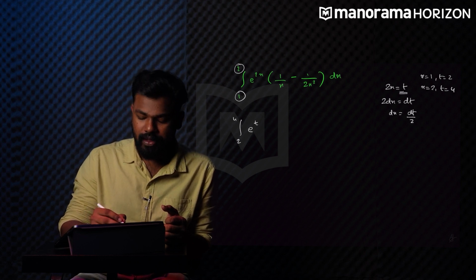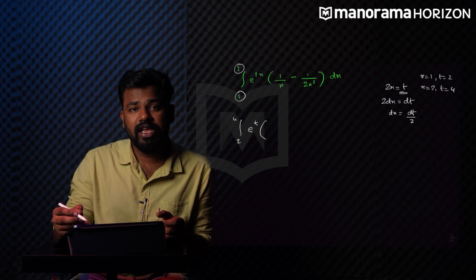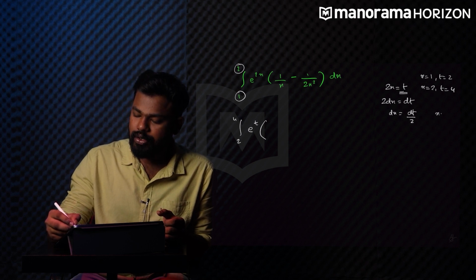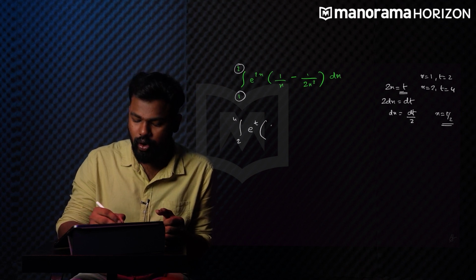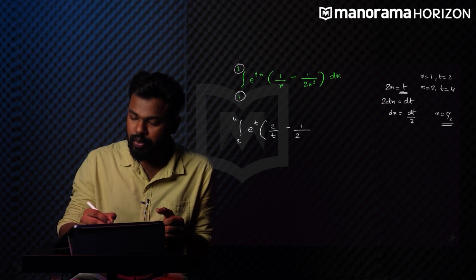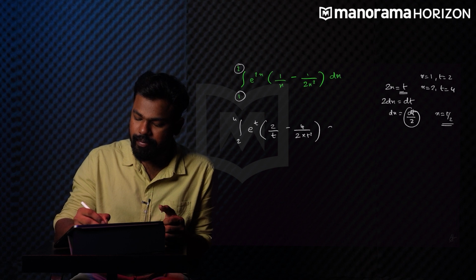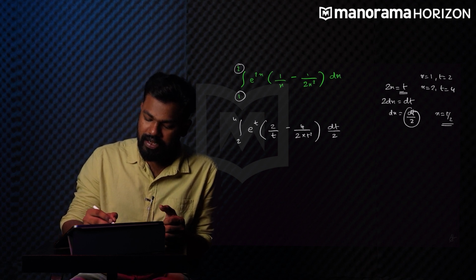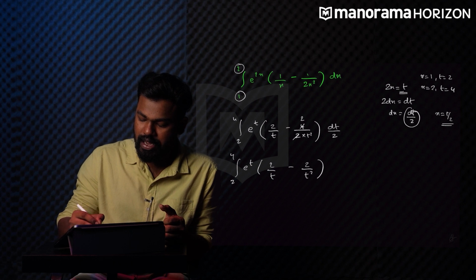So e raised to t into 1 by x. So what will be 1 by x now? Because I have written 2x is equal to t, can I take x is equal to t by 2? Yes. So when I substitute that over here, I will be getting 1 by x, or 1 by t by 2, or 2 by t, minus 1 by 2x square. So 2 into x is now t by 2, so t square by 4. And that 4 goes up here. And in terms of dx, I have now dt by 2. So now doing all the calculations here, this 2 gets cancelled. I can write as 2 to 4 e raised to t, 2 by t minus 2 by t square, dt by 2.